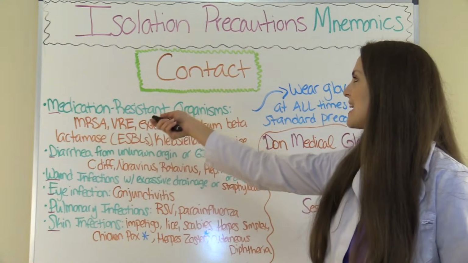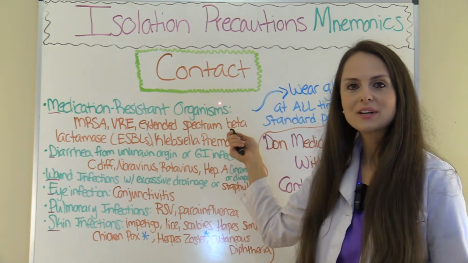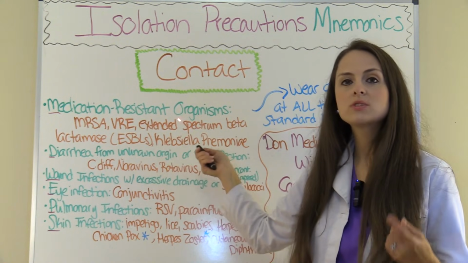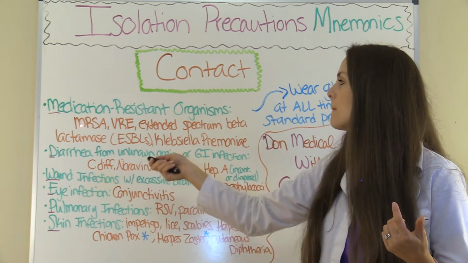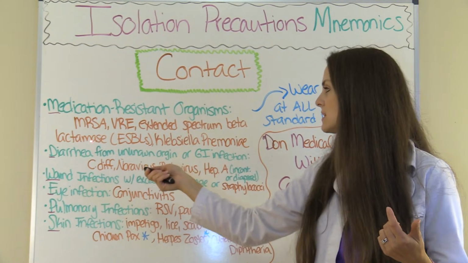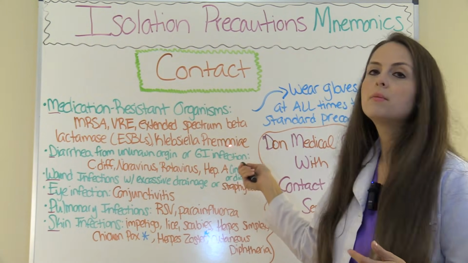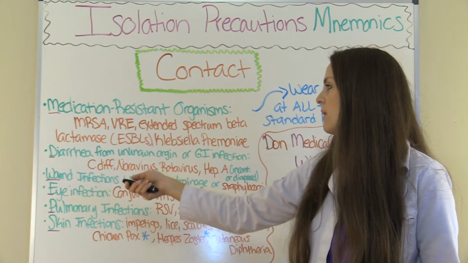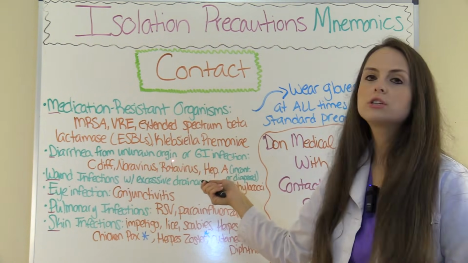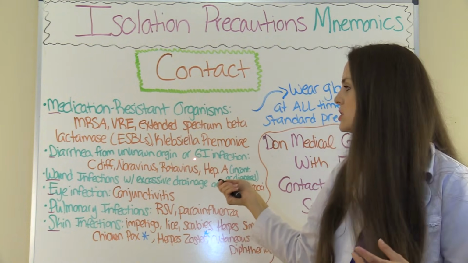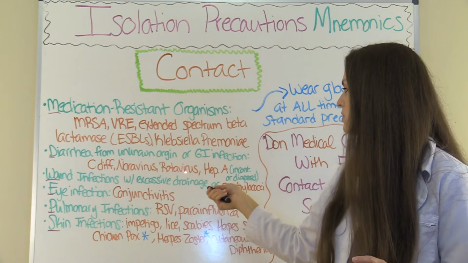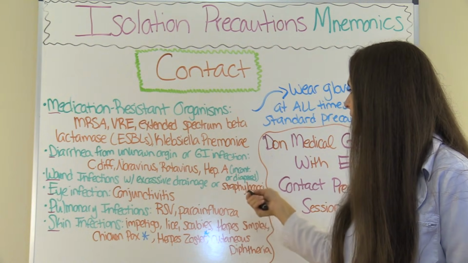Now let's look at our last precaution, contact. What is included in this section? Okay, you have medication-resistant organisms like MRSA, VRE, extended spectrum beta lactamase, and Klebsiella pneumoniae. Next, you have patients who have diarrhea from an unknown origin, or like a GI infection with a C. diff, the norovirus, or the rotavirus, and hepatitis A.